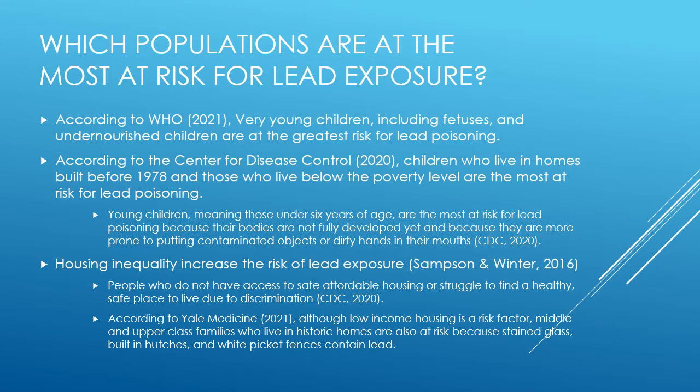Young children, meaning those under 6 years of age, are the most at risk for lead poisoning because their bodies are not fully developed yet and because they are more prone to putting contaminated objects or dirty hands in their mouths. Housing inequality increases the risk of lead exposure. People who do not have access to safe, affordable housing or struggle to find a healthy, safe place to live due to discrimination are at increased risk.